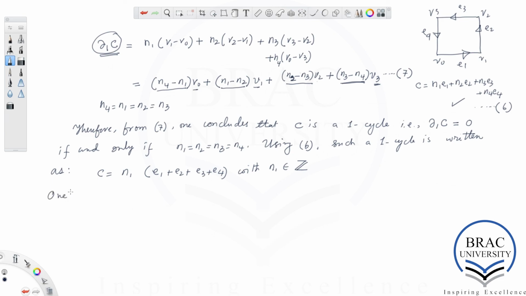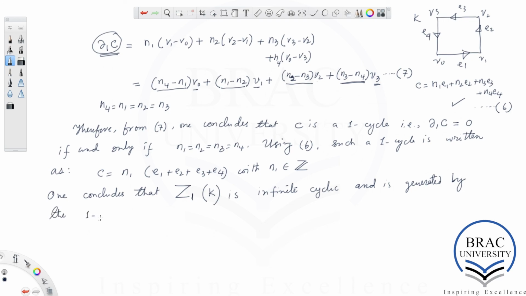One concludes immediately that the group of one cycles for this complex K is infinite cyclic, and is generated by the one chain E1 plus E2 plus E3 plus E4. Okay? So this is one thing.